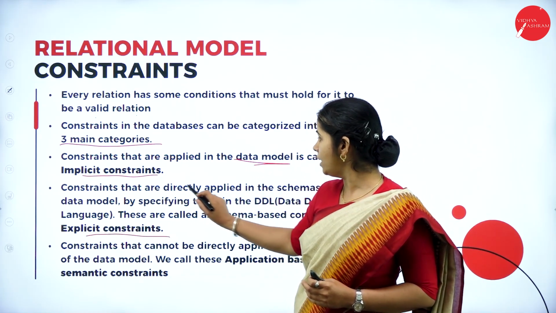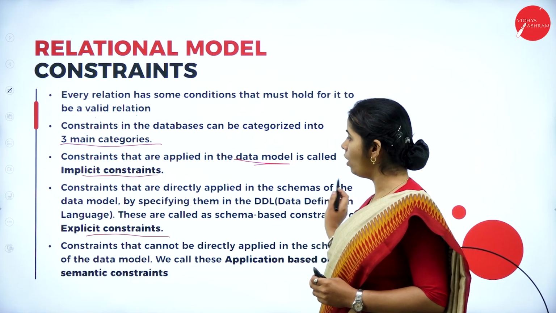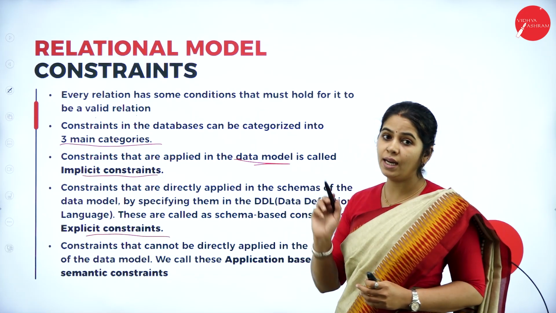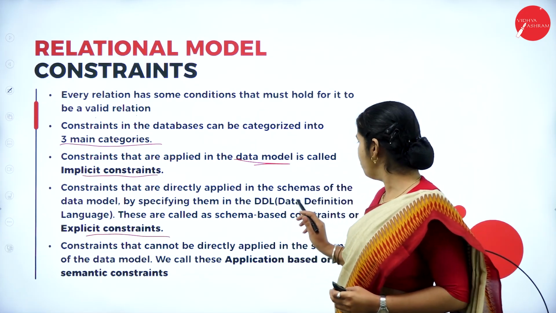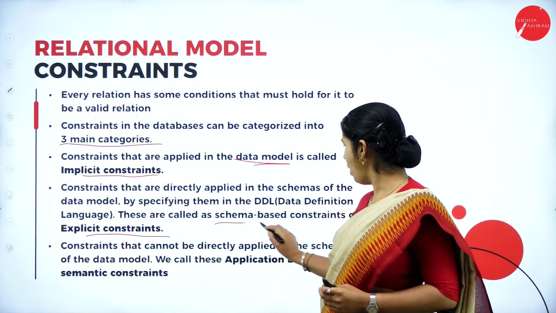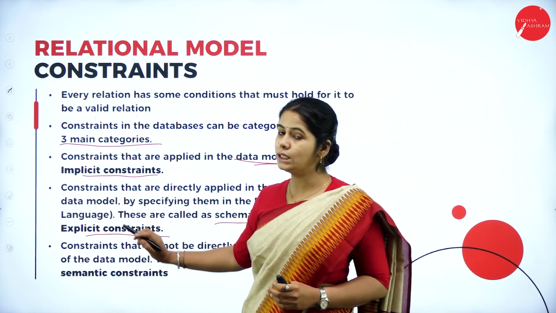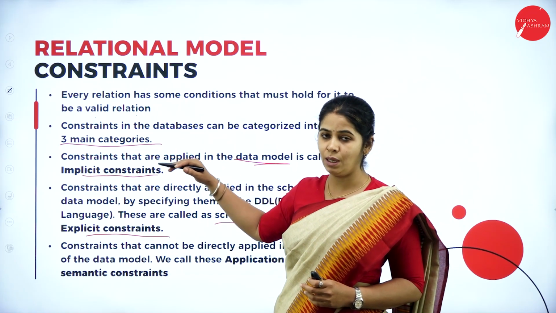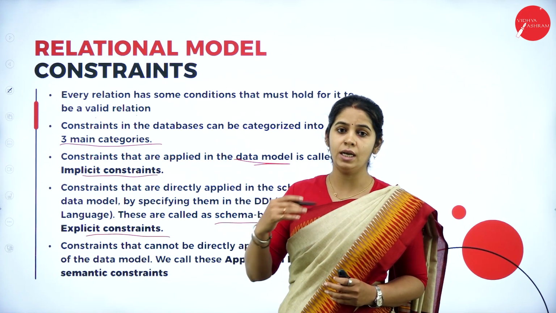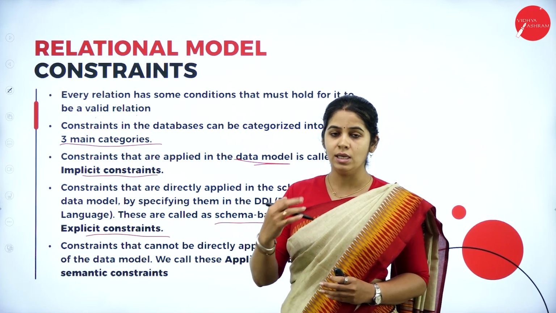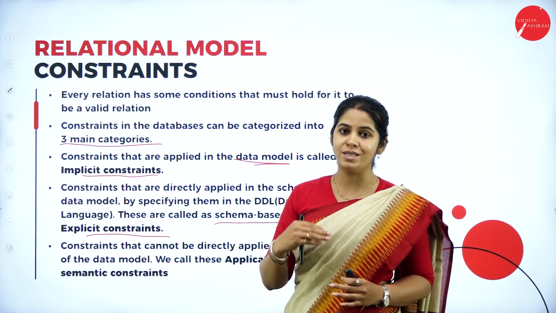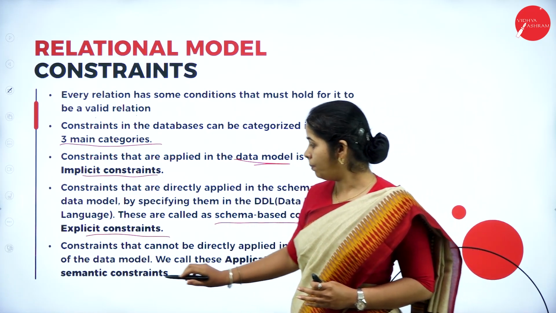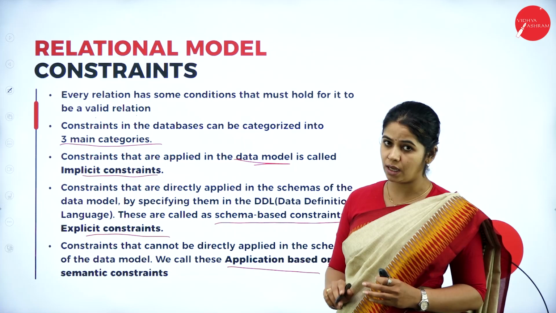The constraints that are directly applied on the schema of the data model by specifying them in the data definition language are called schema based constraints or explicit constraints. Okay, three categories. One is implicit, which is the constraint applied on the data model. Second one is explicit, the constraint applied on the schema. Third one is application based constraint.